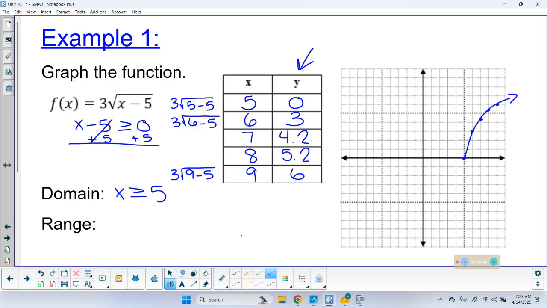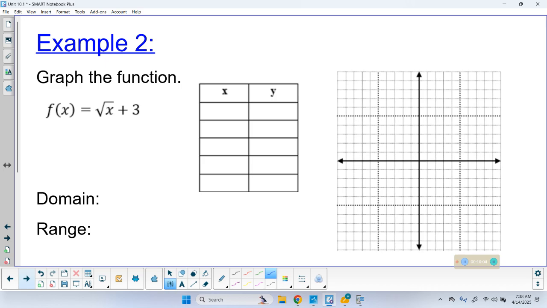Now from there, all that we have to do is we have to look at the range. Range always goes off of your y values. So if you guys look at your y values, the first y value is 0, and then it increases from there. So since those y values are increasing, it has to be y is greater than or equal to our first y value, which is 0.